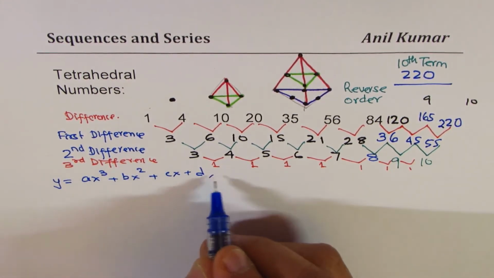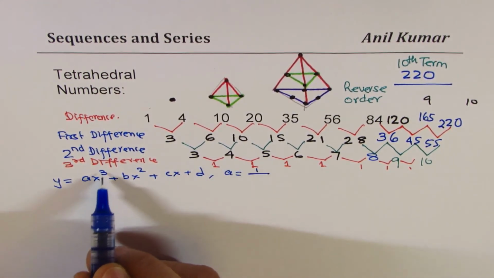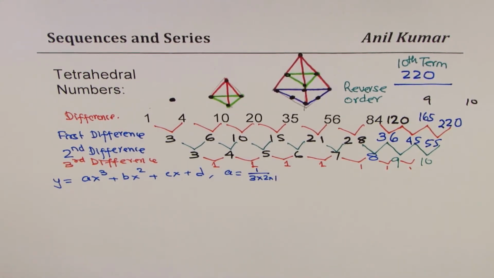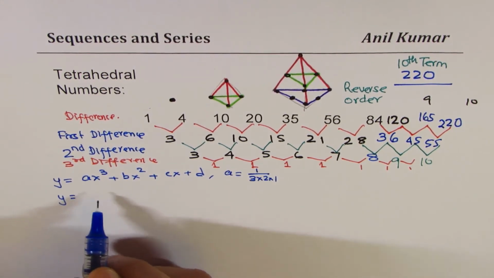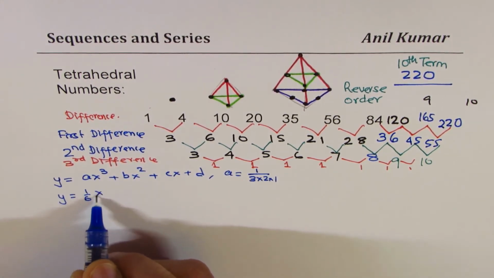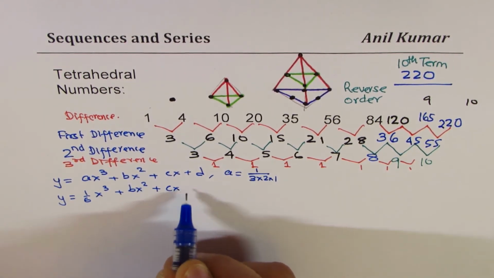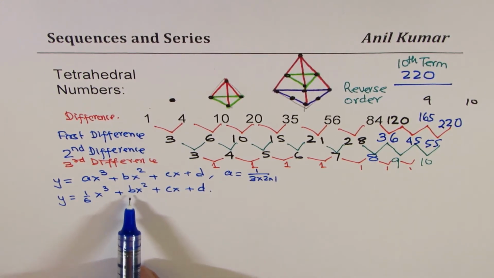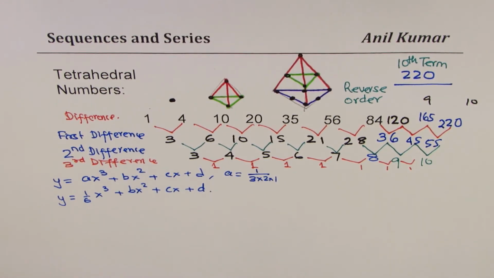A is simple to find. We can say A is equal to the constant difference 1 divided by 3 times 2 times 1, which is 6, correct? So we get the value of A. I could write this as y equals 1 over 6 x cubed plus bx squared plus cx plus d. To find 3 unknowns, which are B, C and D, I will have to take a set of 3 numbers, correct?